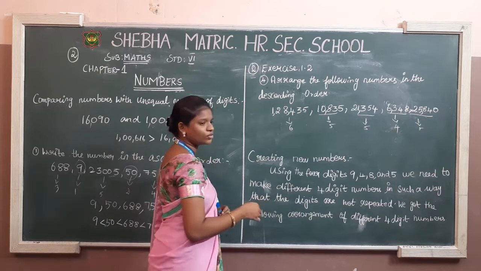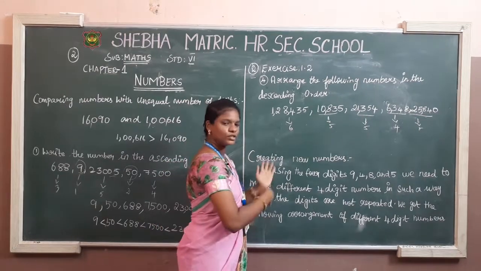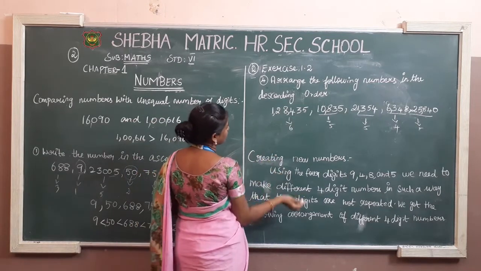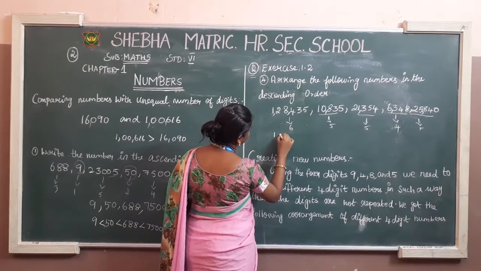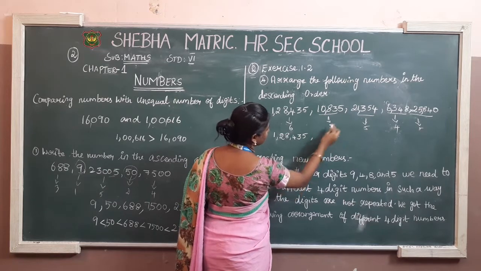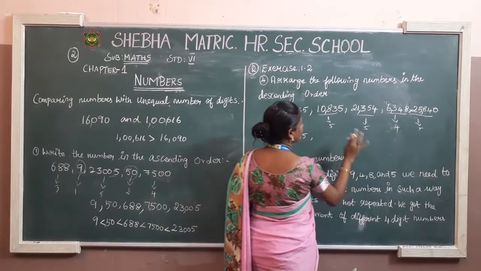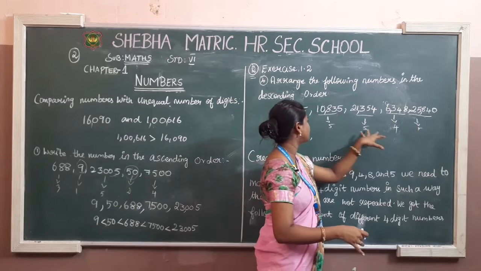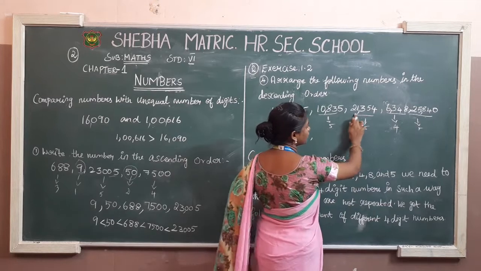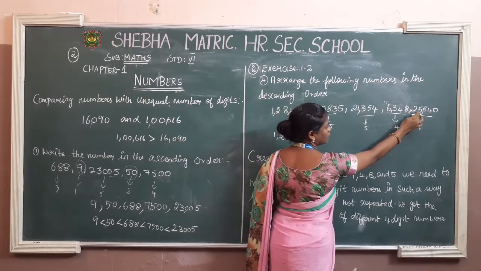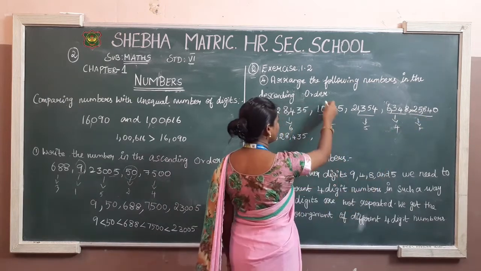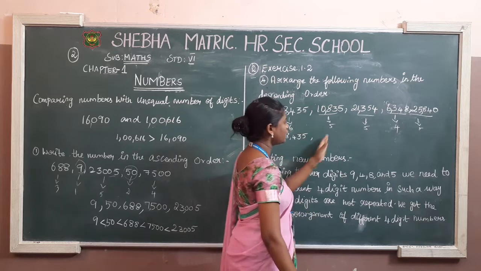This is a descending order, so we can write from the bigger number to the smaller number. Which is the bigger number? This is the bigger number. So we can write it. The next numbers with 5 digits, 3 numbers with 5 digits: 10,835, 21,354, 25,840. So this is the lowest number among the 3 numbers.